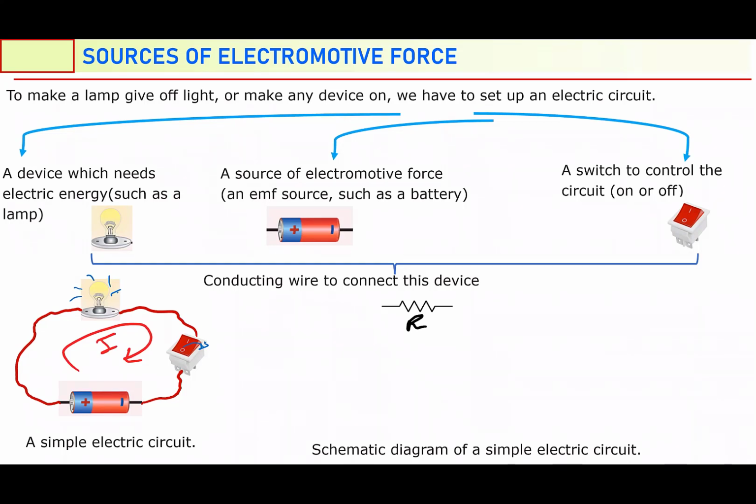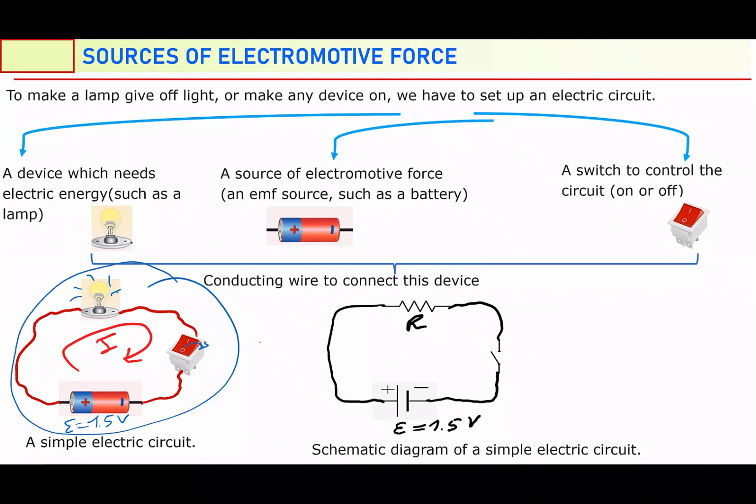The battery is a DC battery, so the DC battery symbol is this. If its EMF value is 1.5 volt, you represent it here as E equals 1.5 volt. The third one is a switch. This is the symbol of a switch. Then we connect these three devices by wires, and you set up a simple electric circuit. Instead of drawing the real devices, in physics studies we generally draw this schematic diagram for a simple electric circuit.